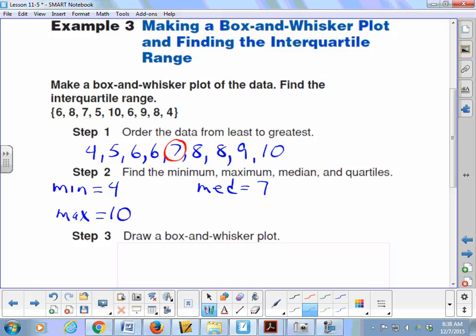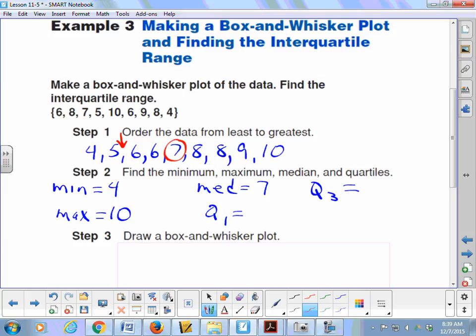So to find the quartiles, to find Q1 and Q3, we need to take the lower half of the data and find the median of that, and the upper half of the data and find the median of that. So we look at the lower half of the data, which is just the numbers 4, 5, 6, and 6. And we need to find the median of them. So Q1 would actually go right here between the 5 and the 6.